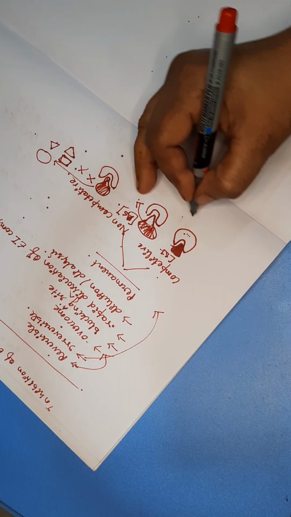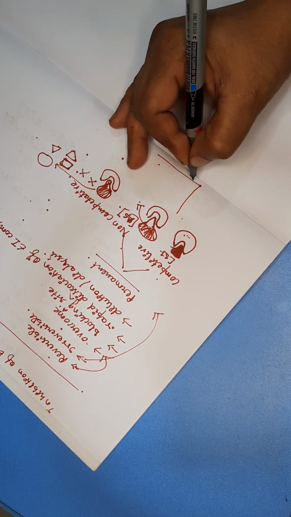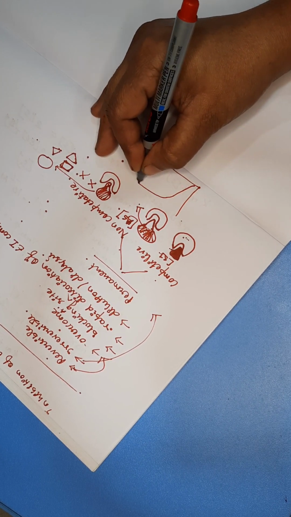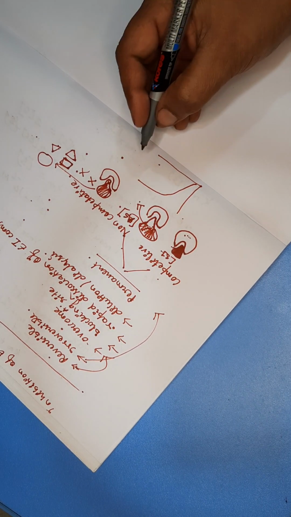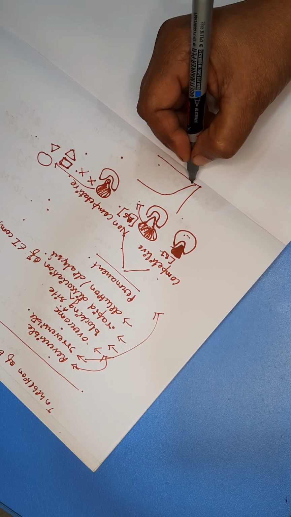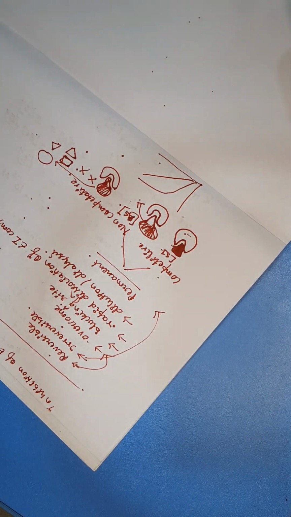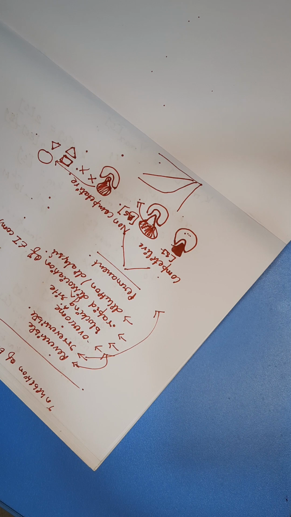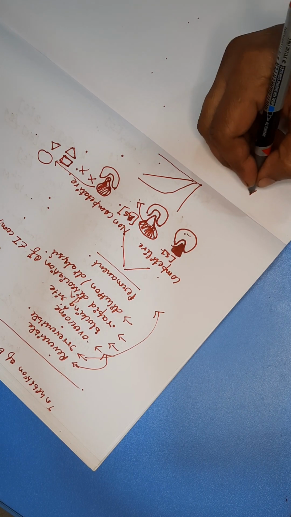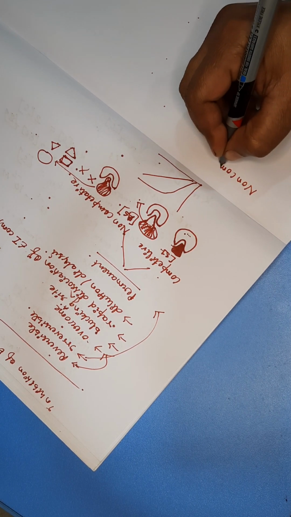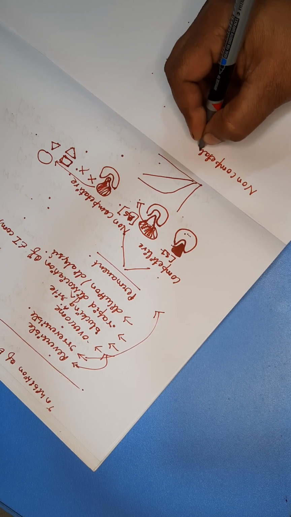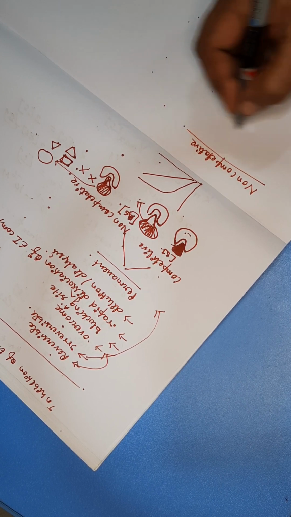So when you plot it graphically, the rate of the enzyme action will be like this when no inhibitor is present. But if competitive inhibition happens, the graph will become a straight line. Then let us come to non-competitive inhibition.